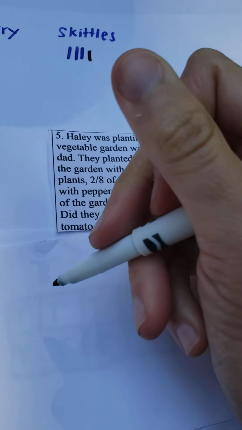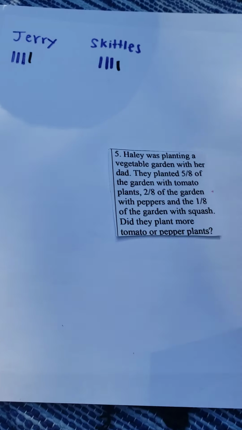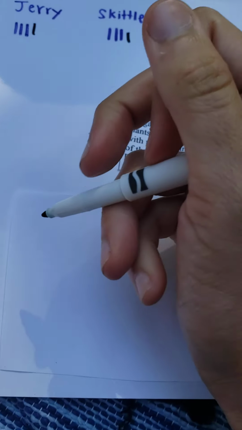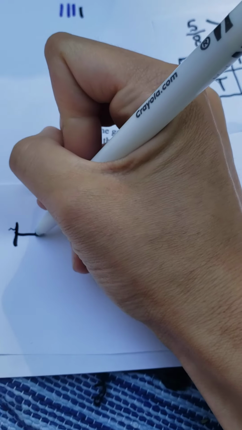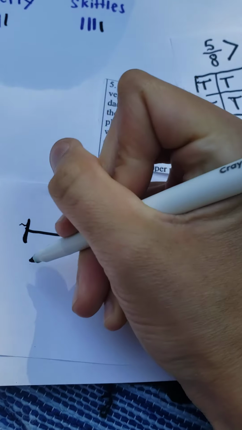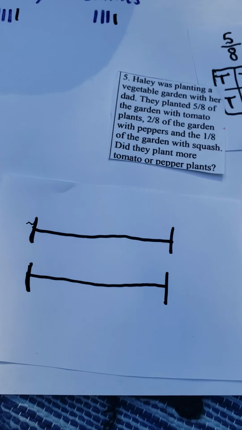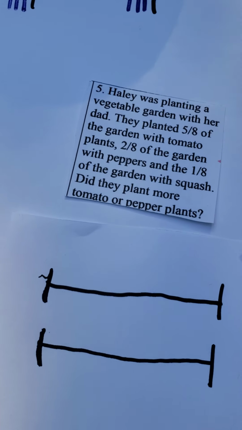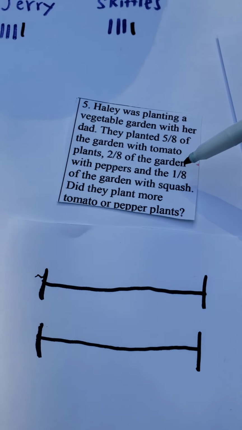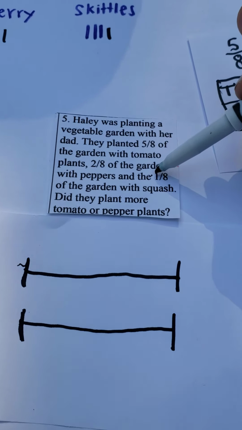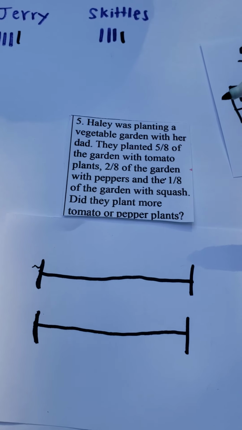For Skittles' turn, she's going to draw number lines. Put Jerry's work over here. We can use 2 number lines, and you at home can do this too, that are the same size. Drawing 2 number lines the same size will help us compare the fractions. We're actually not even worried about squash. That was just extra information, so we don't need to worry about it. We could actually cross it out if you wanted to, or not worry about it at all.